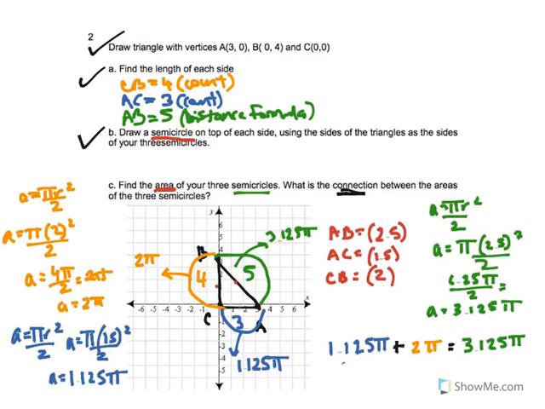We see that the area of the small semicircle, so the area of A, plus the area of the medium semicircle is equal to the area of the big semicircle.